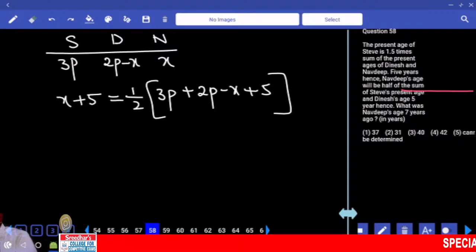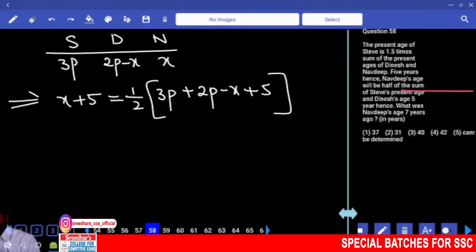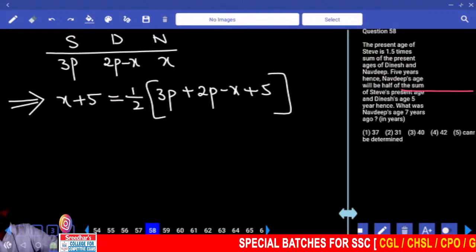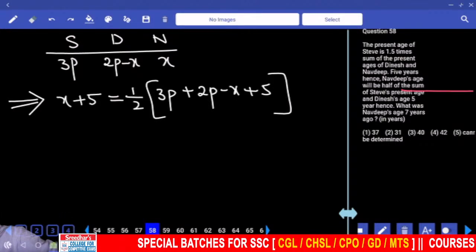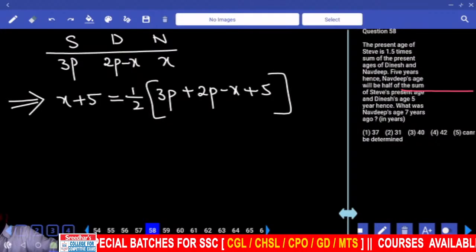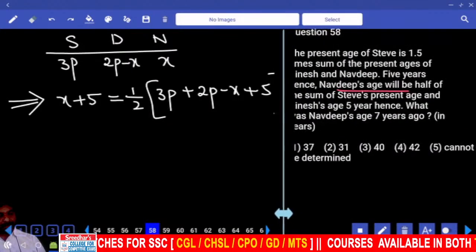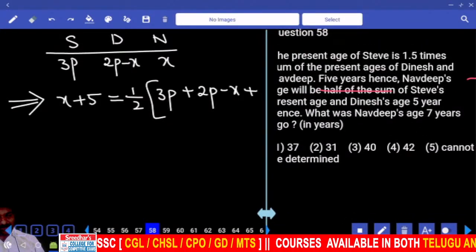Yes? How many equations are there? This is the only equation. But how many variables are there? P and X, 2 variables are there. So, with one equation, can we get P and X values? Answer, cannot be determined, 5th option.